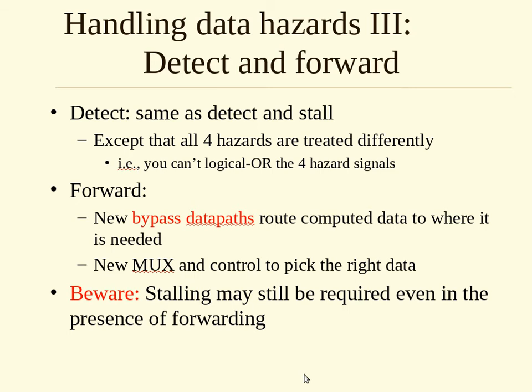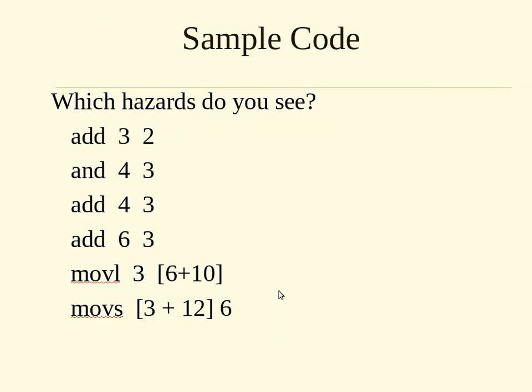So we detect 4 different types of hazards in our architecture. We'll go ahead and show I think 3 of them. We'll have a little bypass data paths, and again, beware stalling may still be required. So let's go ahead and look at these instructions.